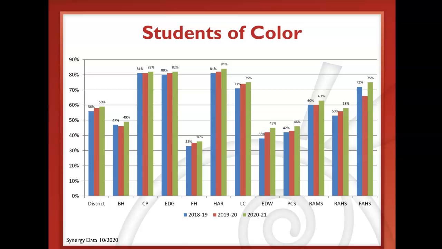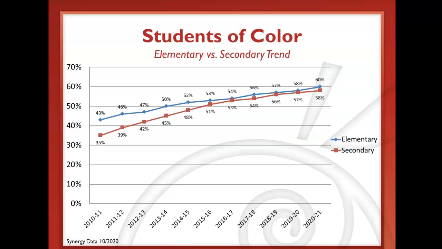This slide is looking at a 3-year trend based on the percent of students of color by building. And you can see that there's a lot of variability within our sites. And we'll talk a little bit more about that in this next slide.